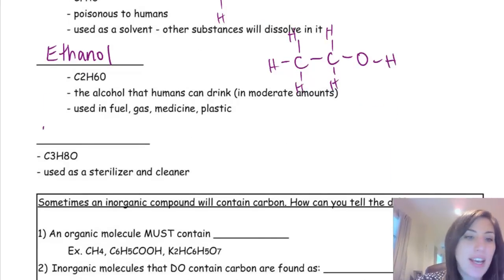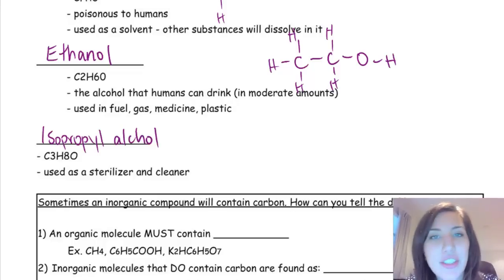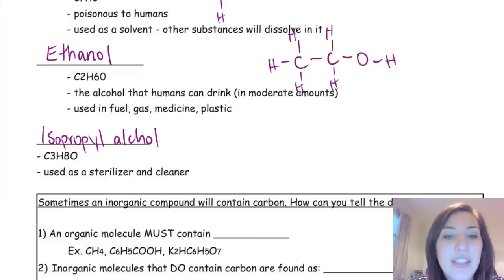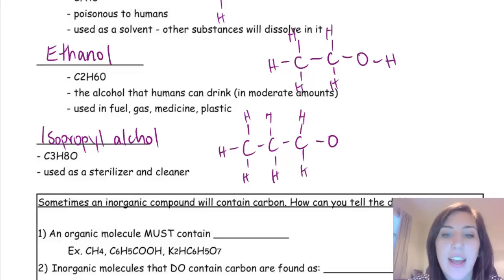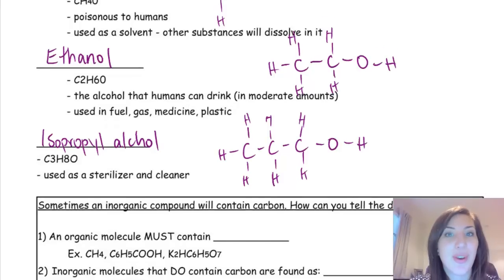And the last one is isopropyl alcohol. Often you see this as a sterilizer or disinfectant or cleaner. It has 3 C's, an O, and 8 H's: 1, 2, 3, 4, 5, 6, 7, 8. Right, so those are the 3 alcohols that you need to know.